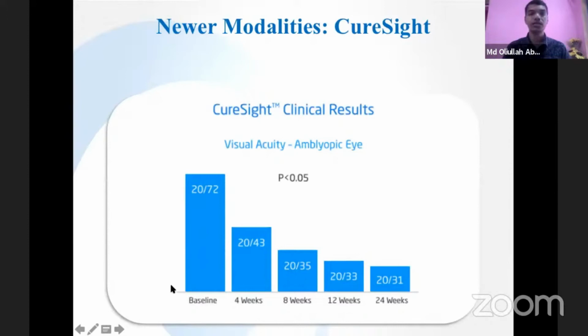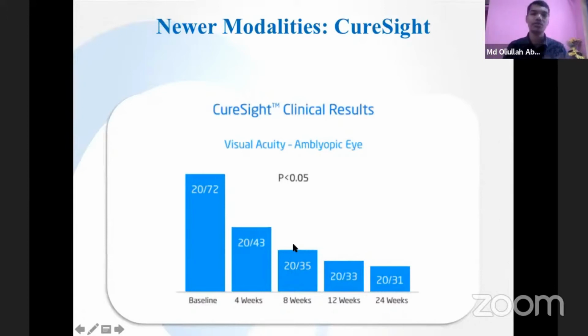And as you see, the baseline visual acuity was around 6/15 to start with. By the end of 8 weeks, they improved to 6/9. And then after that, stagnant. So it's almost similar to the patching.